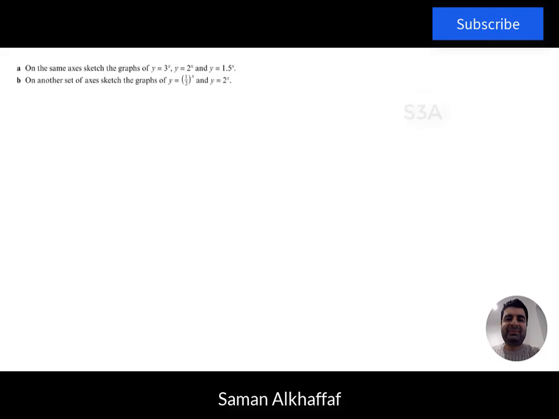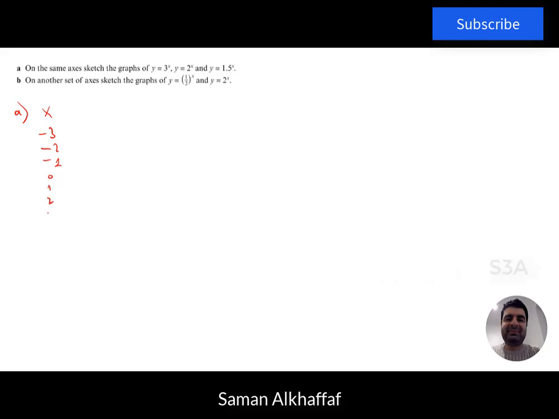In this example, on the same axis, sketch the graphs of y equals 3 to the x, y equals 2 to the x, and y equals 1.5 to the x. So first, for us to sketch these graphs, we take the values of x to be -3, -2, -1, 0, 1, 2, and 3.